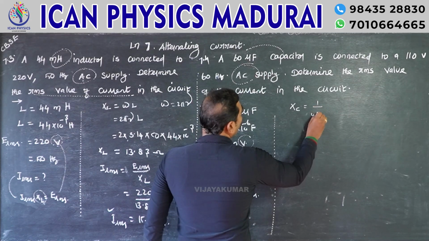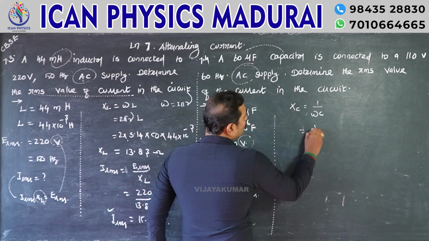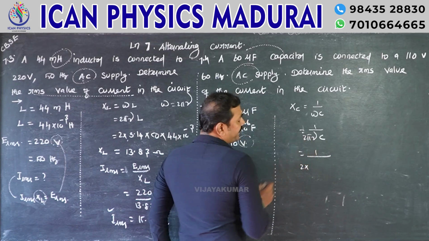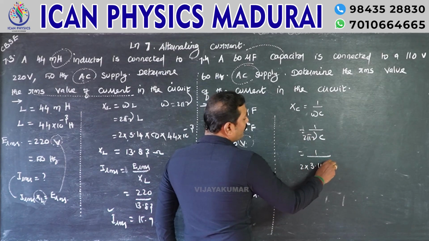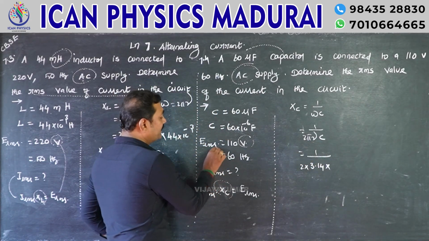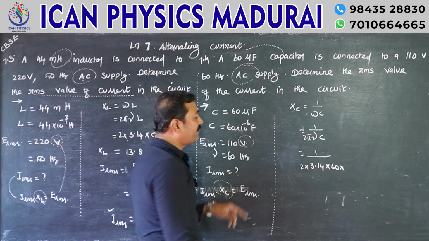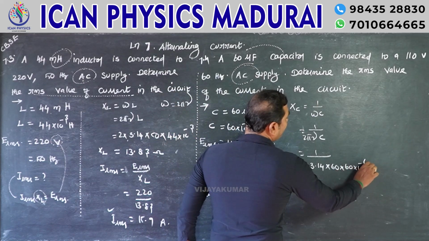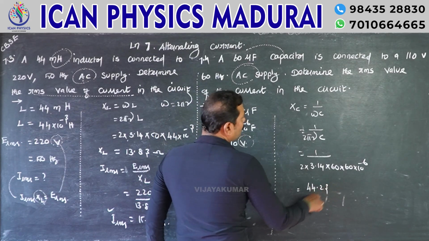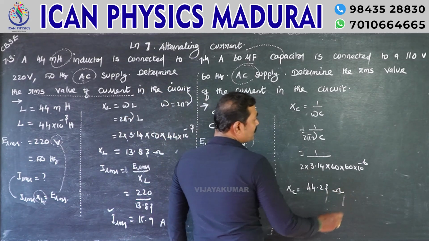XC equals 1 by omega C. What is omega? Omega equals 2 pi mu. So 1 by 2 pi mu into C, that is 1 by 2 into 3.14 into mu. What is the value of frequency? Frequency is 60 hertz. So 60 into capacitance, 60 into 10 to the power minus 6. When you multiply and divide, finally you get 44.23 as the capacitive reactance, and its unit is ohm.